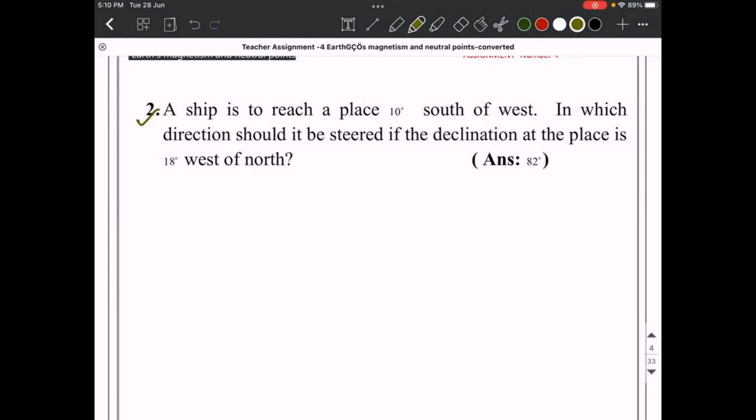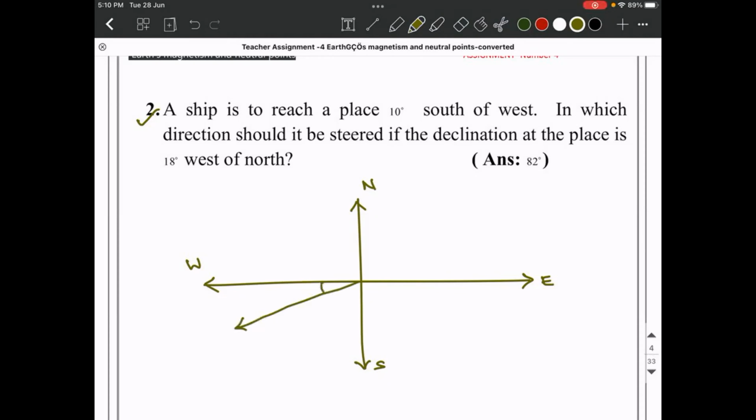The third quadrant is okay. The 10 degrees should be taken with respect to whom? Read the question carefully. The 10 degrees south of west is there, no? The 10 degrees will come with respect to south or west? Yes, it will come with respect to west. Whatever is the word after 'of', that is where you are making the angle. So 10 degrees south of west. Is that clear? Now, in which direction should it be steered if the declination at the place is 18 degrees west of north?